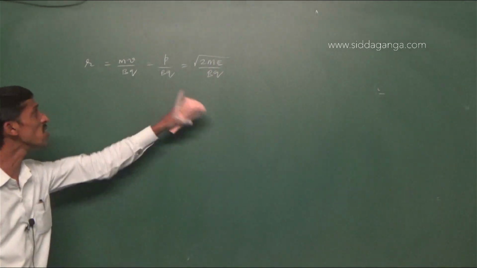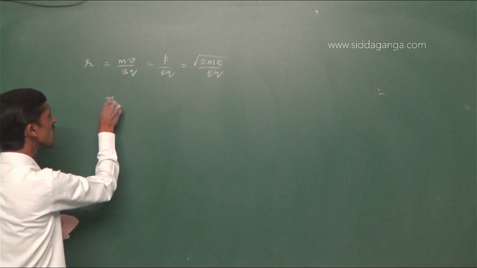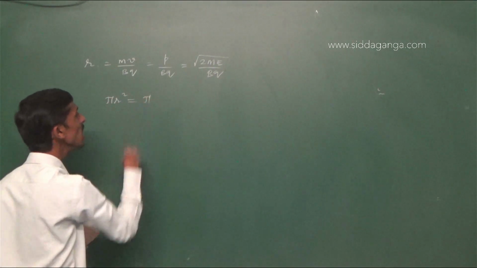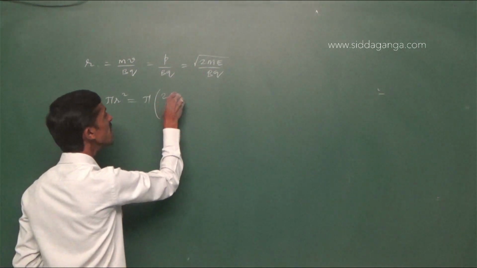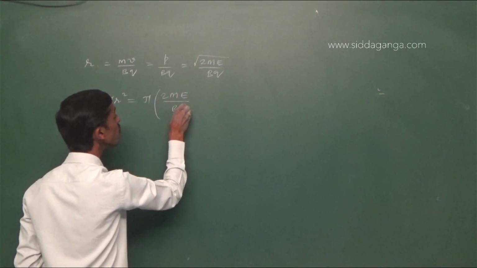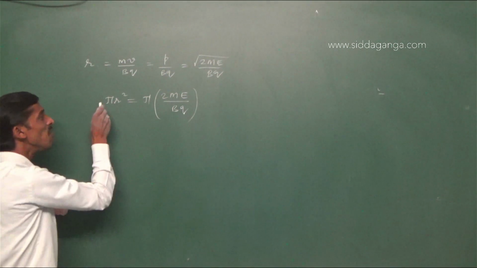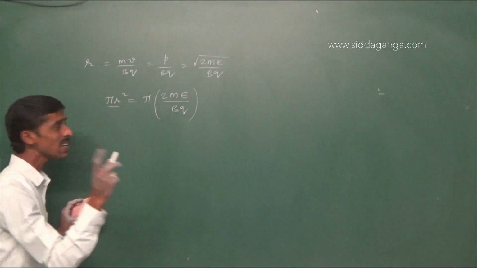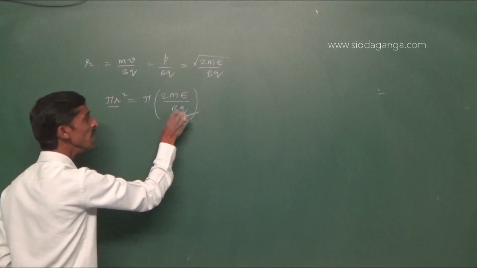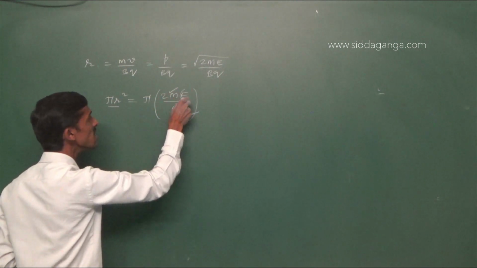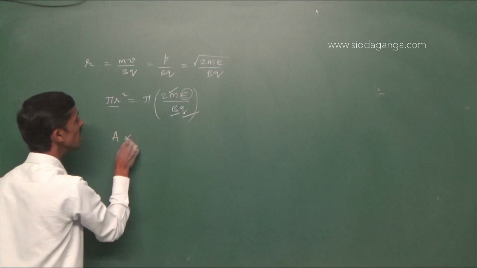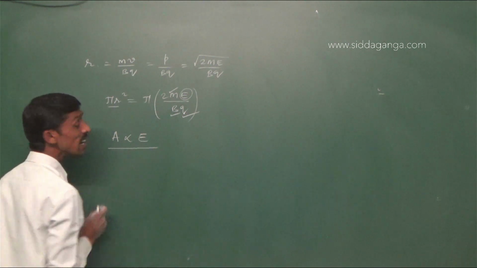Whichever you take, the area of the circle is pi r squared. So pi r squared is pi times 2mE divided by (bq) squared. Here you observe that for a given particle, charge is constant, B is constant, mass is constant. So area is directly proportional to kinetic energy.